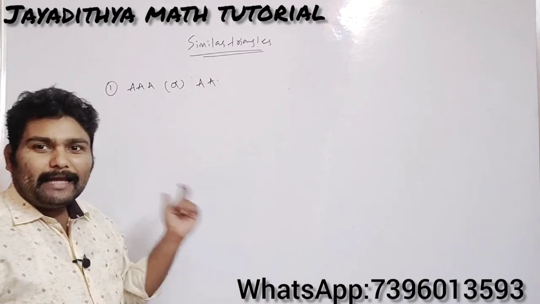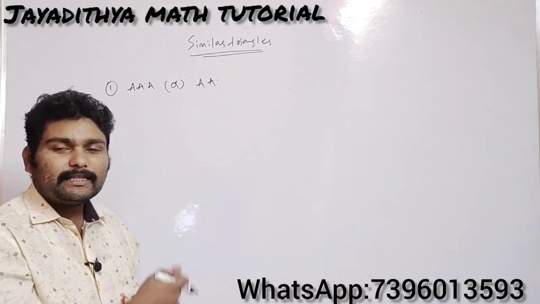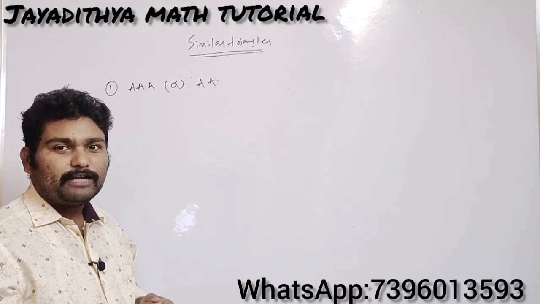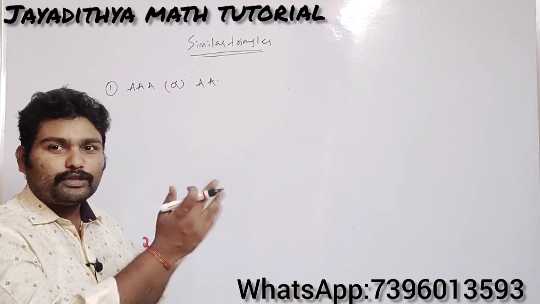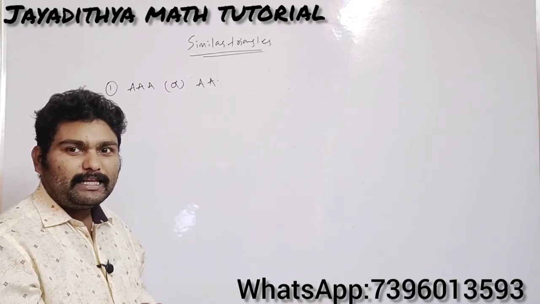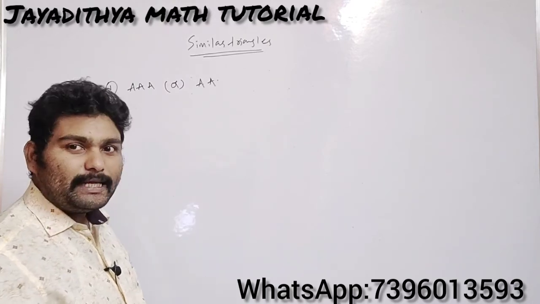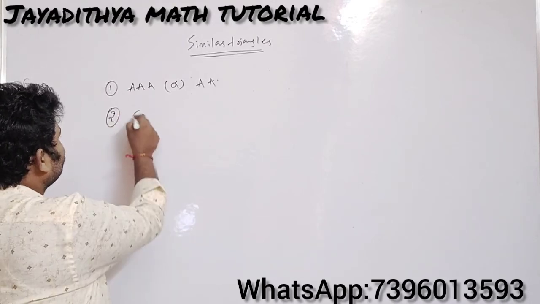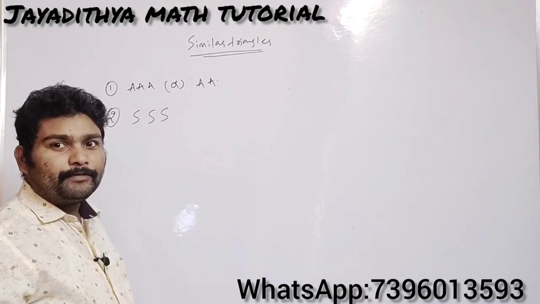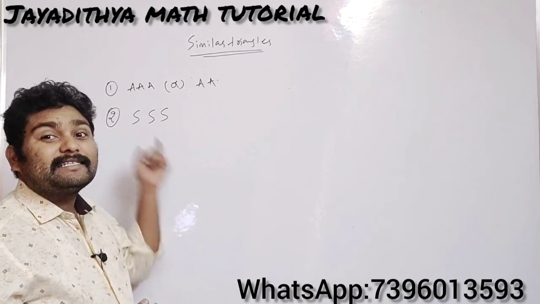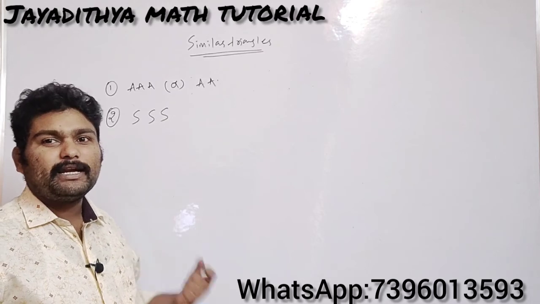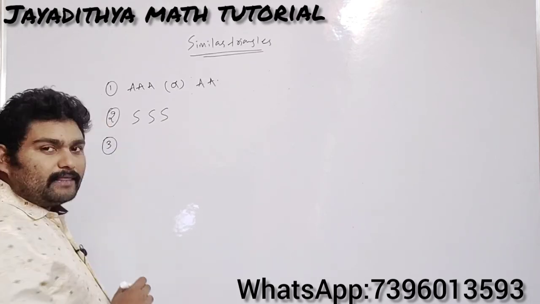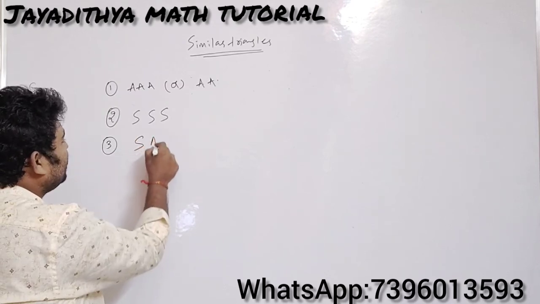If two angles are equal in both triangles, obviously the third angle must be equal. For example, in the previous example, one angle is 50 and one angle is 60 in both triangles. Obviously the third angles must be 70, right? Why? Because the sum of angles in a triangle is 180 degrees. So this is the first criterion. If you go to the second one, go for side. When you are talking about sides, corresponding sides must be proportional. Let us go for the third one, and the third one is side angle side.